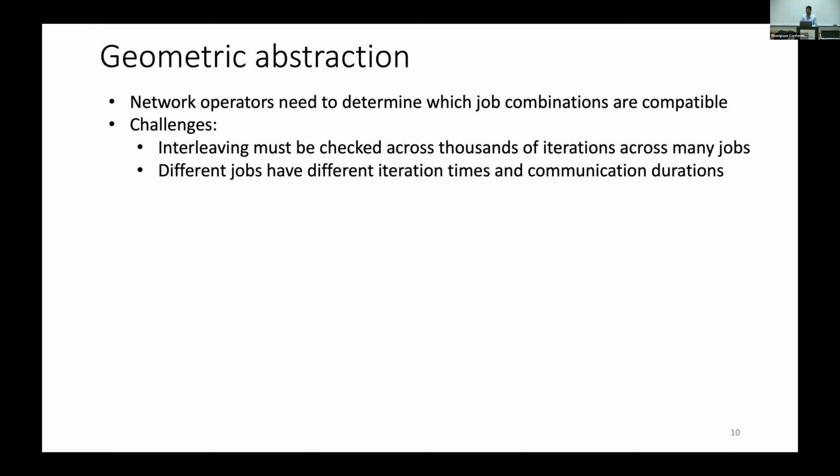But there are challenges here. Typically, DNN models last for a long duration. This means we have to check for interleaving for thousands of iterations for these jobs. Also, different jobs could have different iteration times and different communication durations. To solve this challenge, we introduce a novel geometric abstraction.